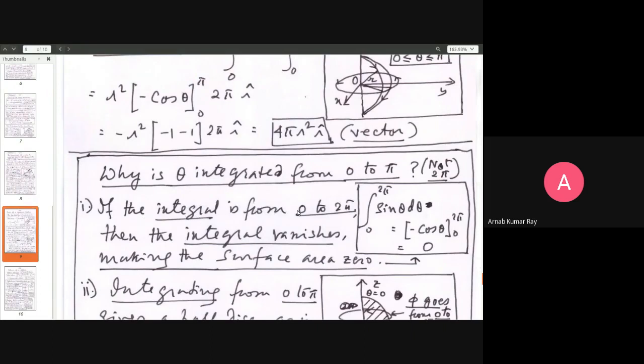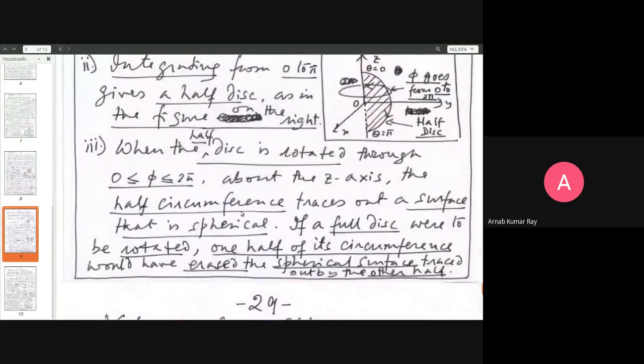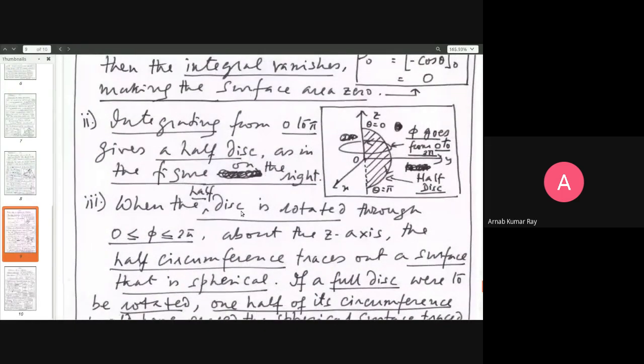If the integral of sine theta d theta goes from 0 to 2 pi, then the integral will vanish. You can see that cos of 0 will be equal to 1, and cos of 2 pi, which is also the same as 0, will be equal to 1, making the surface area go to 0. Okay, but that's just an algebraic argument. What about a geometric intuition? Here, I'll just quickly finish this discussion.